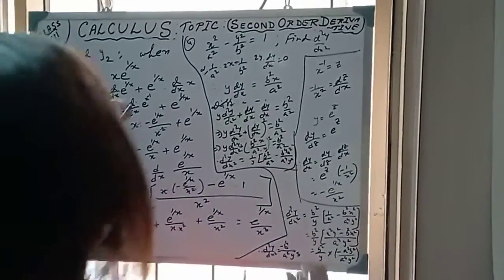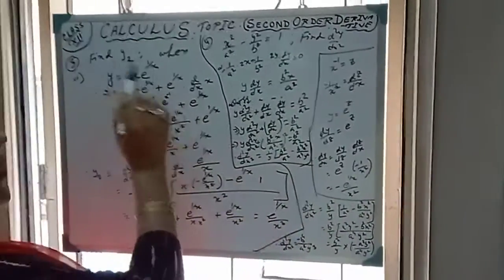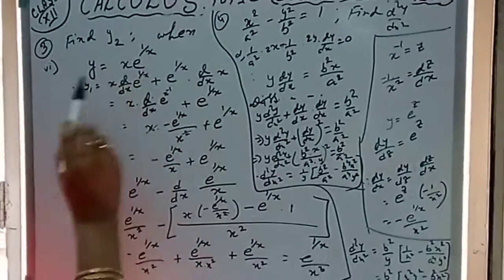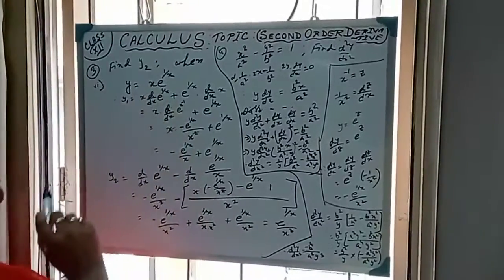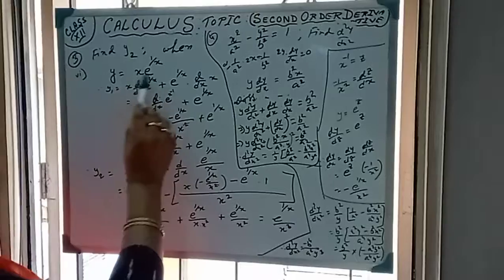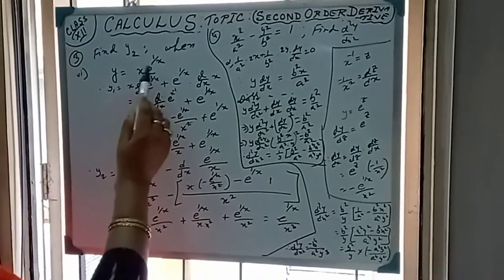Okay, our next sum, number 3. Find y2 when y is equal to, part 3, question number 3, part 6, find y2 when y is equal to x e to the power 1 by x. This is again the uv rule. So this is u, this is v function. Both are functions of x.